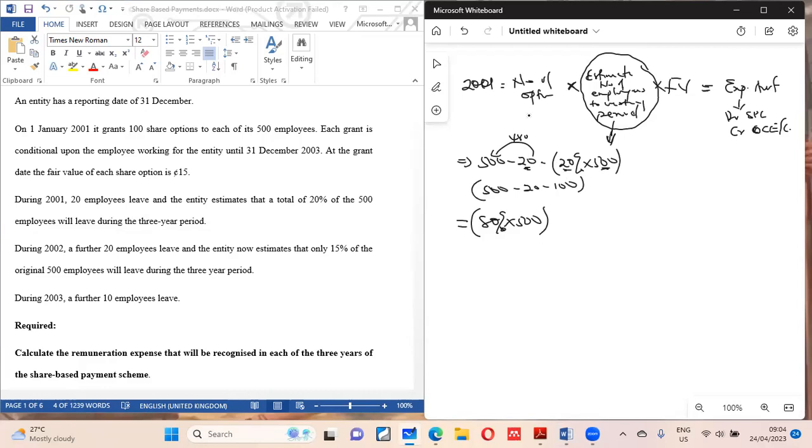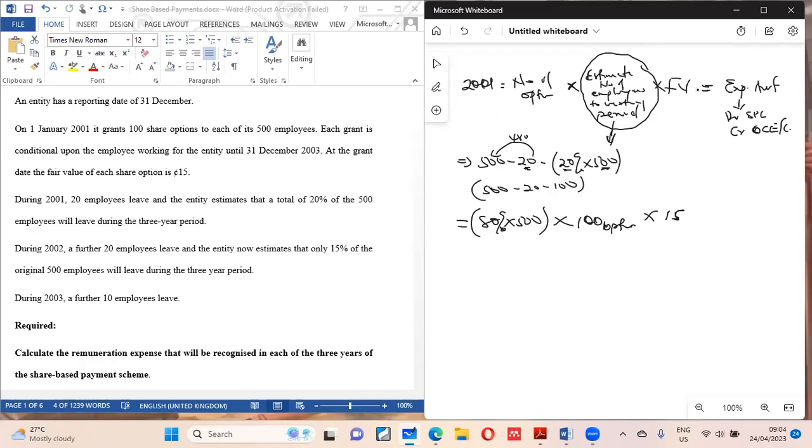All right. So the number is actually 400, which is 80% of the 500. So once you get this, this will be the number who are expected to be there for the 3 years. And when you get that, then you multiply by the number of options. How many options do we have? We have 100 options. 100 options multiplied by what? The fair value, which is 15.